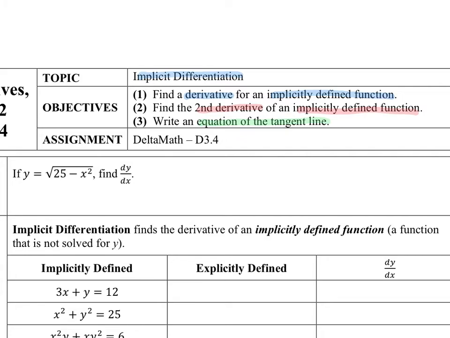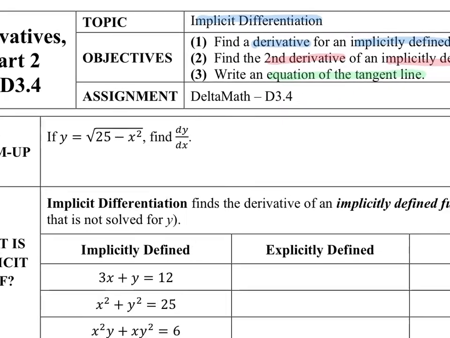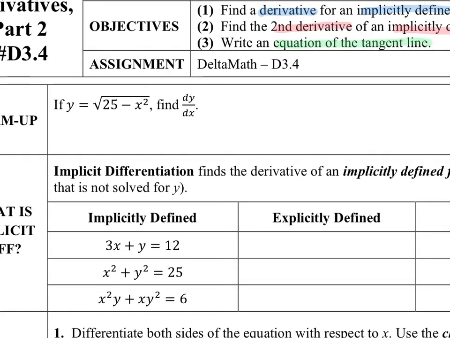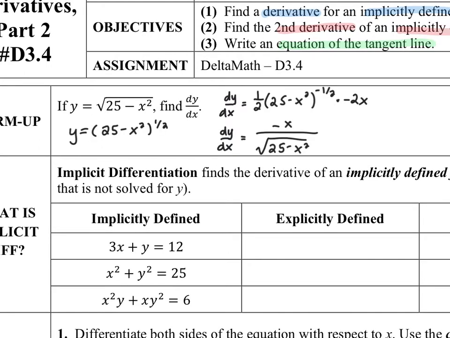We are starting with a warm-up, and this is just a review question, and it will serve a purpose later on. So go ahead and pause the video and find dy/dx of that square root function. This derivative uses the chain rule along with the power rule. So I've got my 1/2 as my outside function, and this 25 minus x squared is my inside function.